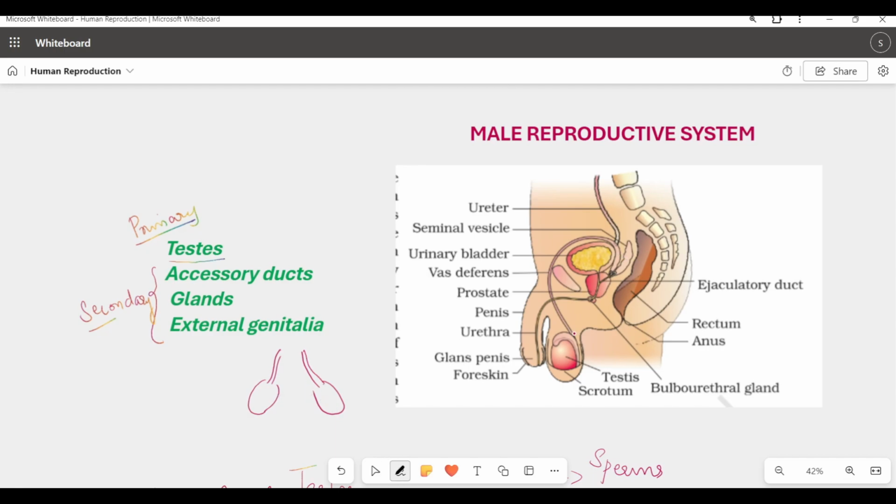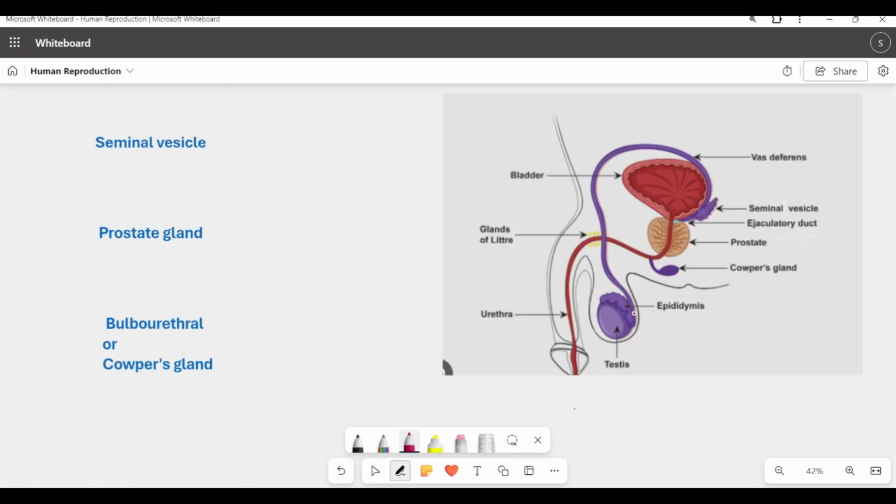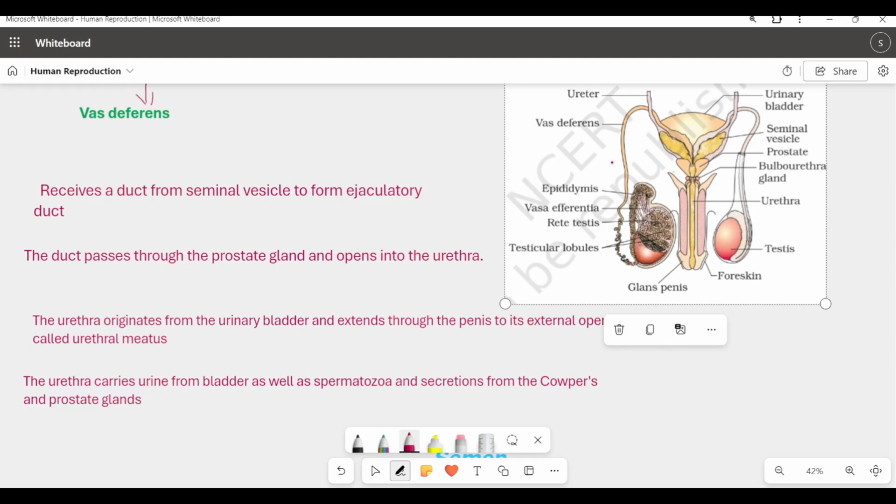And you can see this duct passes through the glands. From the testis, the epididymis comes out as a vas deferens, and the vas deferens joins the accessory glands. The first accessory gland is the seminal vesicle. Now this vas deferens ascends to the abdomen, loops over the urinary bladder, and then it receives the duct from the seminal vesicle, and from that onwards we call it the ejaculatory duct. So the vas deferens comes over here, gets the secretions from the seminal vesicle first, and from then onwards we call it the ejaculatory duct.